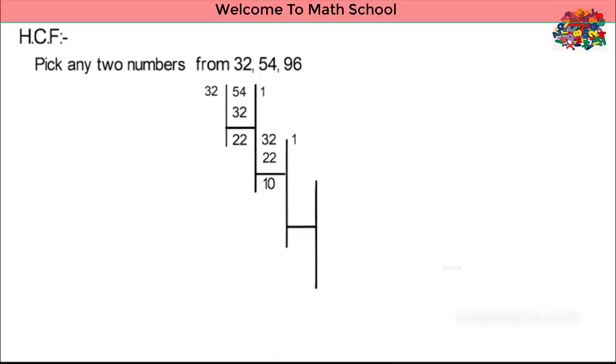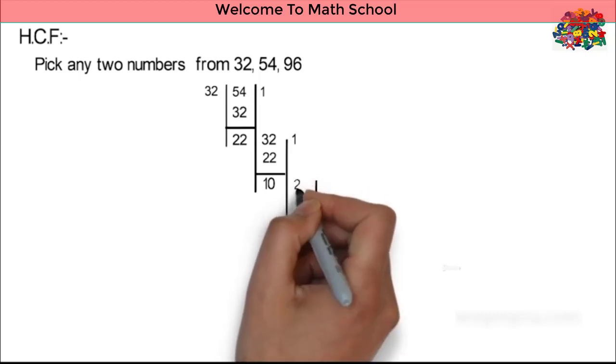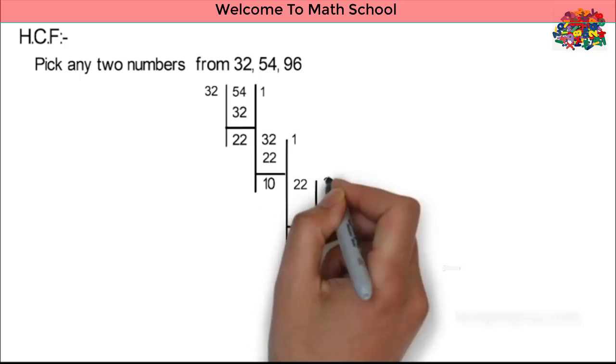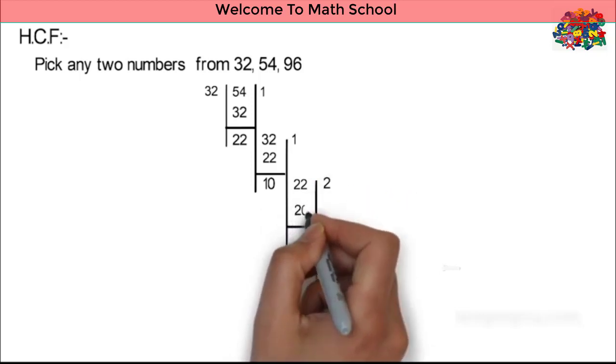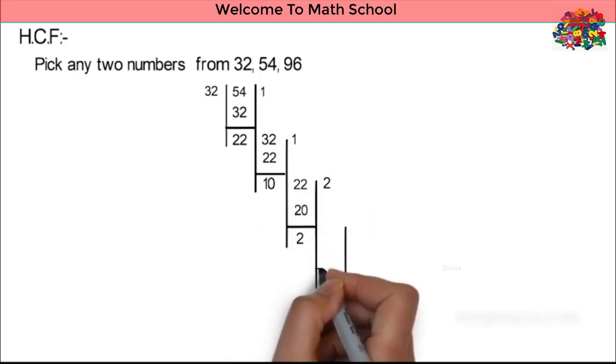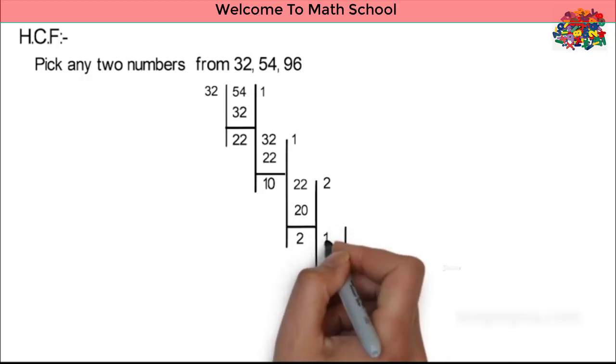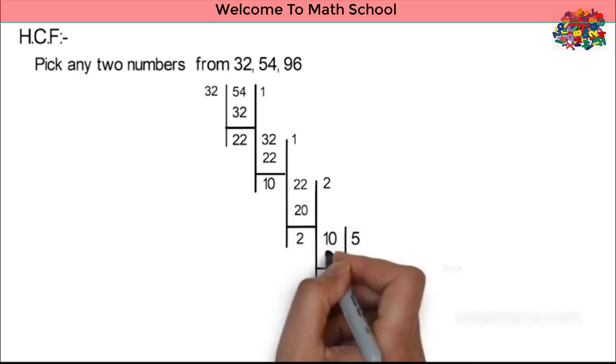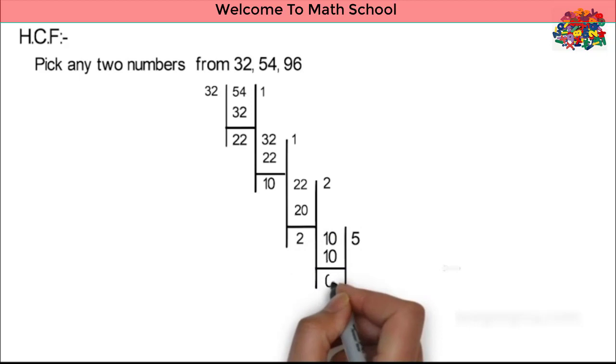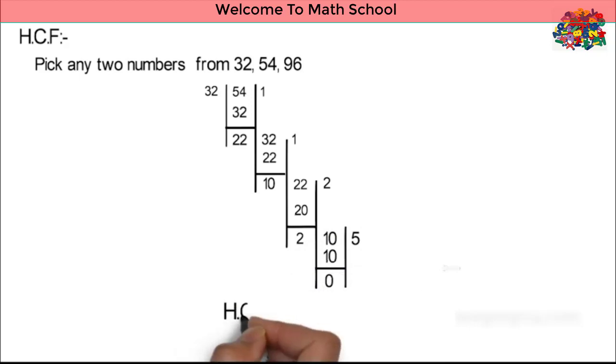The previous number was 22, so bring 22 down here. 10 goes 2 times, so you get 20. Now you get 2 as the remainder. Now bring your 10 to the next place, and 2 will go 5 times for 10. Now you will get the remainder as 0. The HCF of 32 and 54 is nothing but 2.